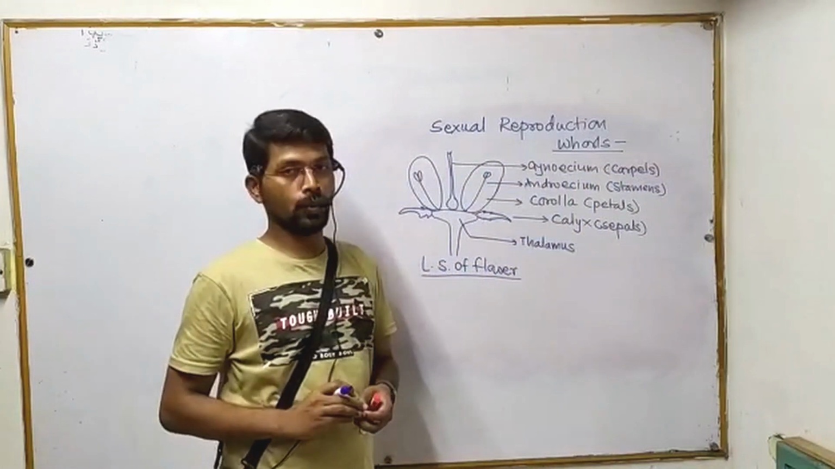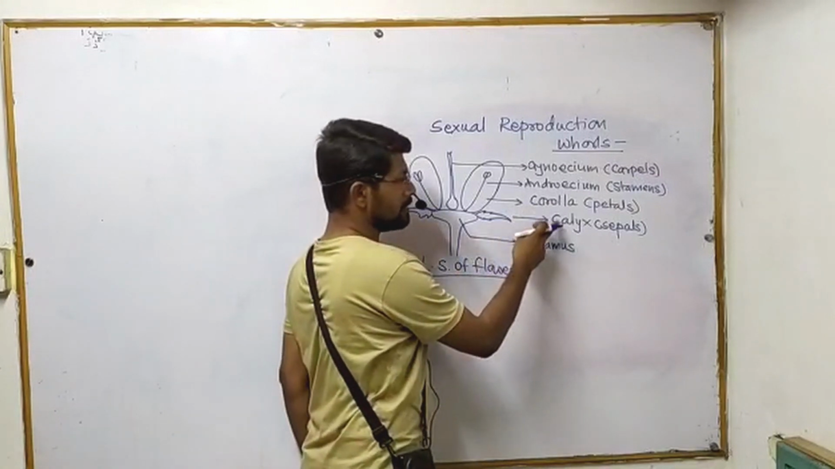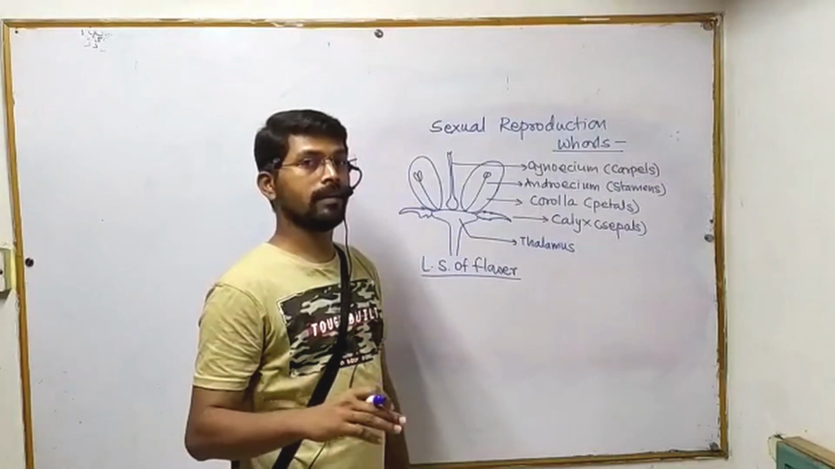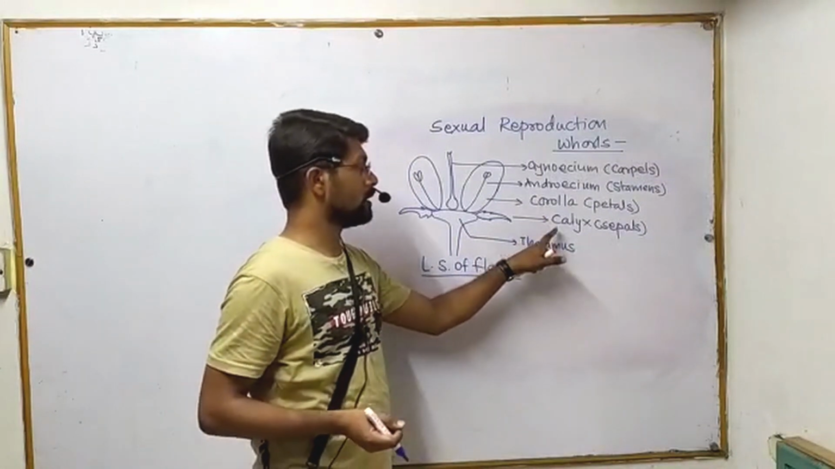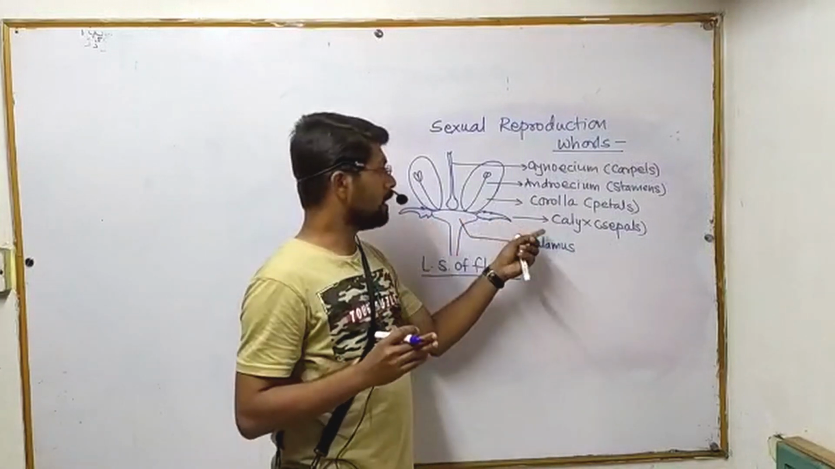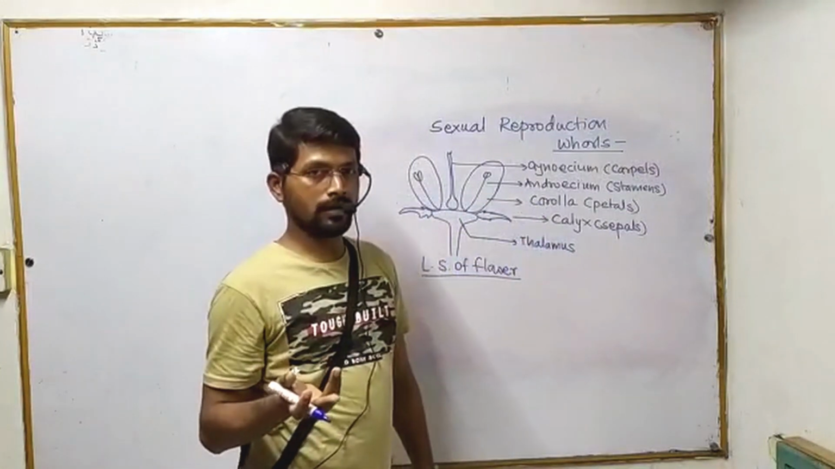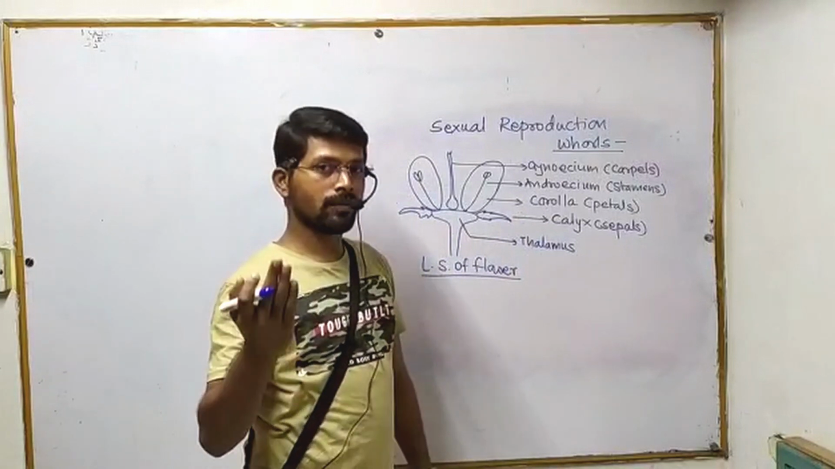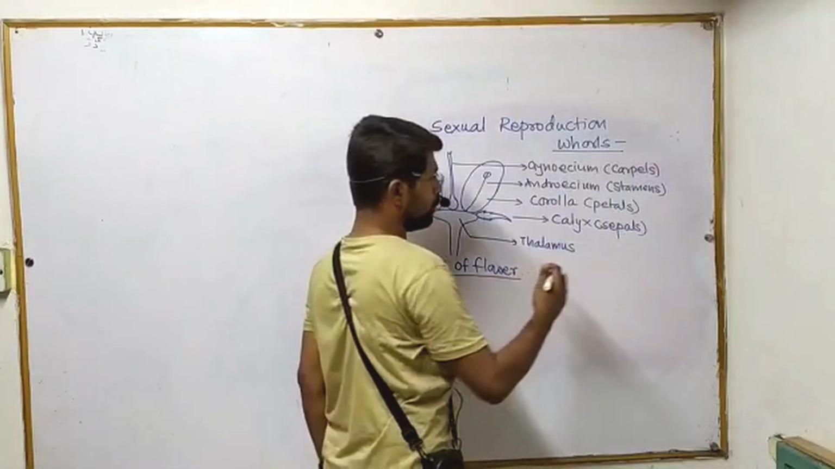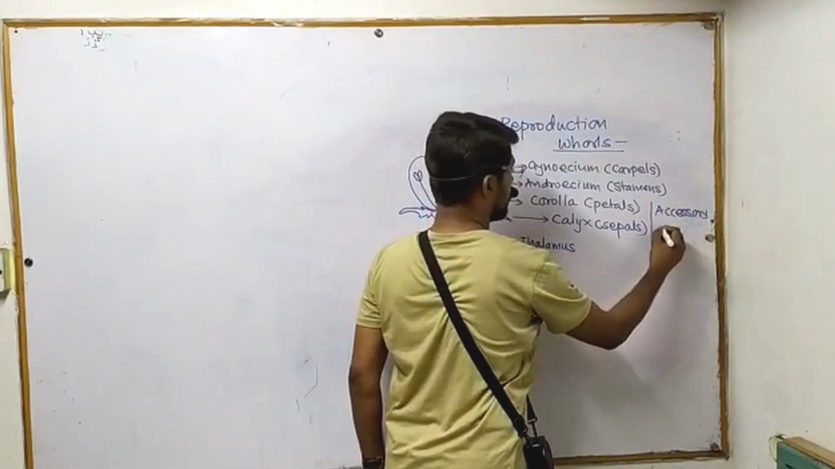Now let us discuss the role and actual condition of these whorls. The outer whorls, calyx and corolla, are not directly involved in the process of sexual reproduction, but they are supporting it. Calyx is green in color and protective in function. It is protecting the internal part of the flower in bud condition. Corolla is beautifully colored, as we have discussed, and is responsible for attraction of the pollinators, helping the process of sexual reproduction. And therefore, these 2 whorls are called accessory whorls.